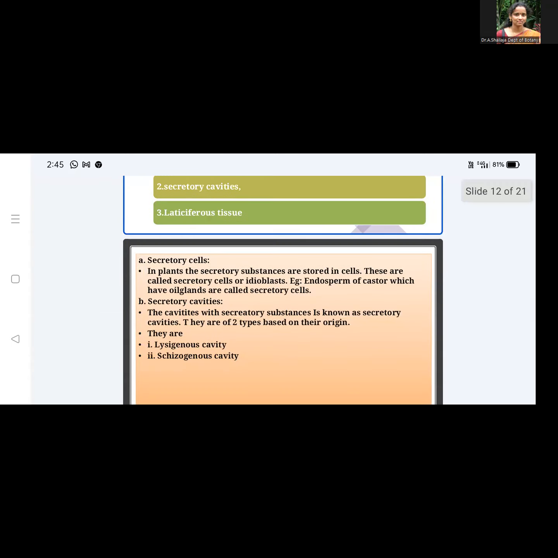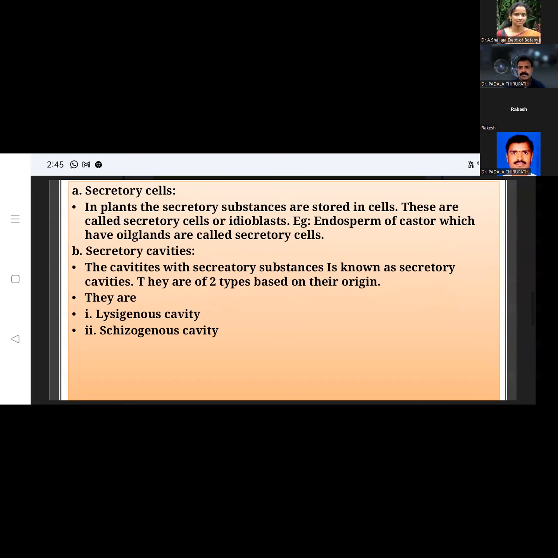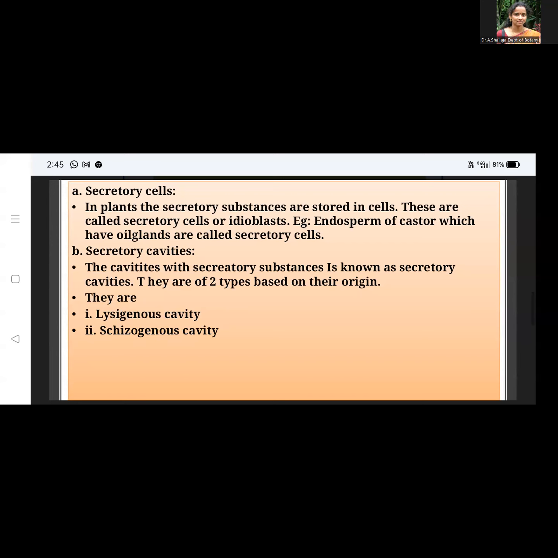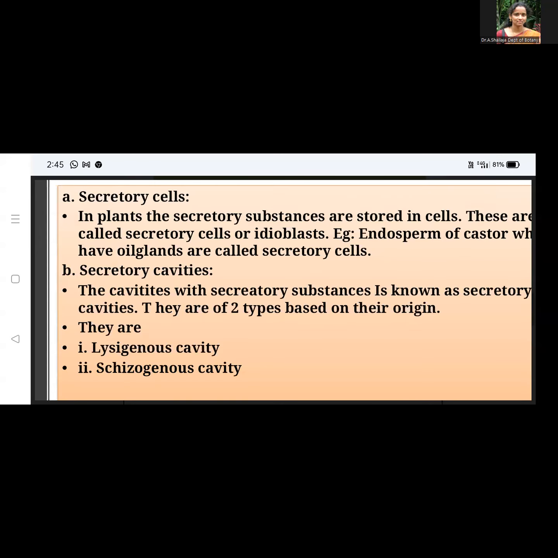Next, we are coming to the secretory cells. In plants, the secretory substances are stored in cells. These are called secretory cells or idioblasts. This is a special type of cell. Example: the endosperm of castor, which has oil glands, is made of secretory cells.